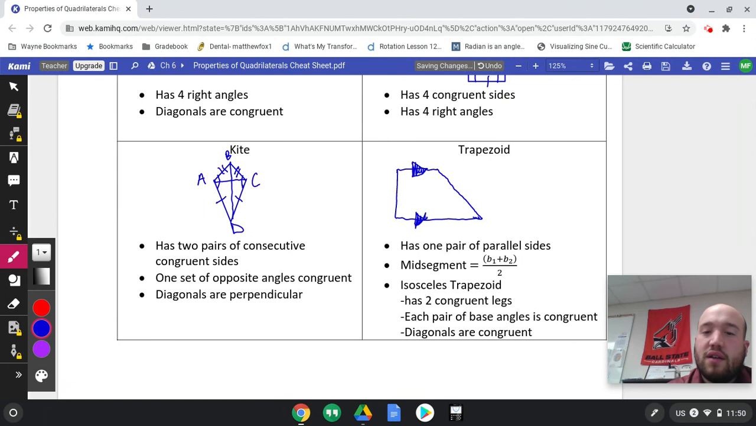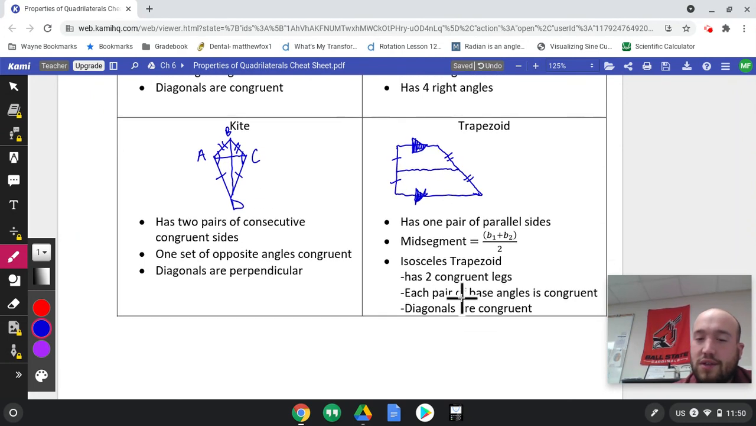And keep in mind, we know the mid-segment. If there's a mid-segment, that would mean that these are the same distance. If it's a mid-segment there, we can add both the bases, so base 1 plus base 2, and then divide by 2. That'll tell us the length of that mid-segment.